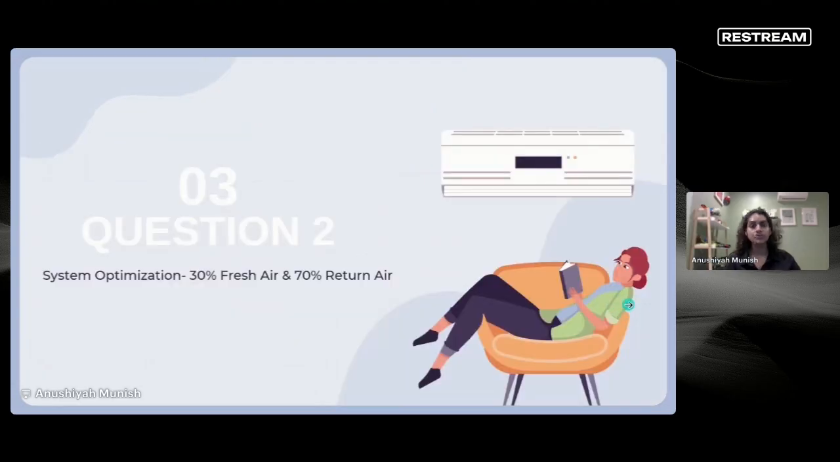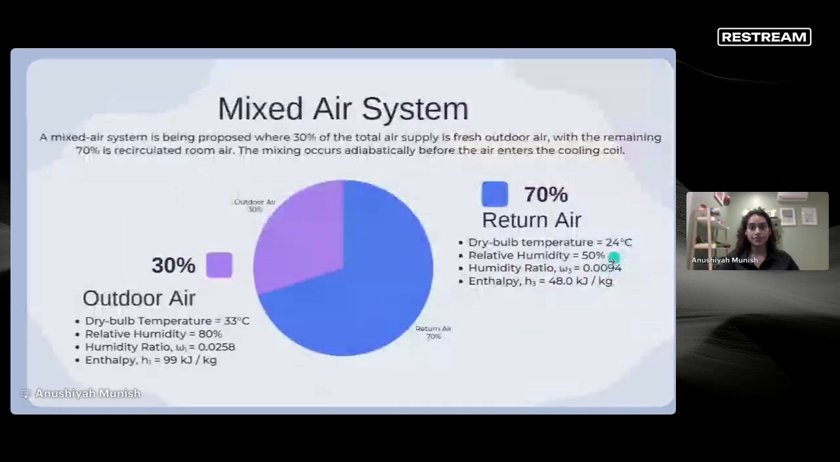Moving on to question 2. This is a system optimization where 30% fresh air and 70% return air is used. A mixed air system is being proposed where 30% of the total air supply, like I mentioned earlier, is fresh outdoor air, with the remaining 70% being recirculated room air. The mixing occurs adiabatically before the air enters the cooling coil.